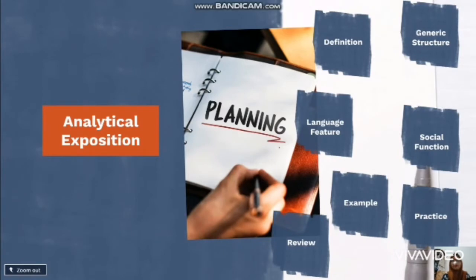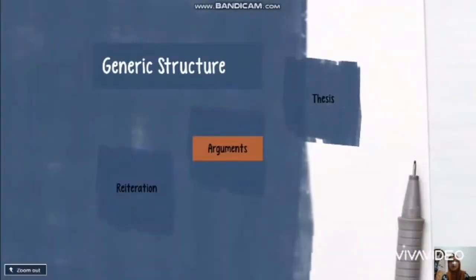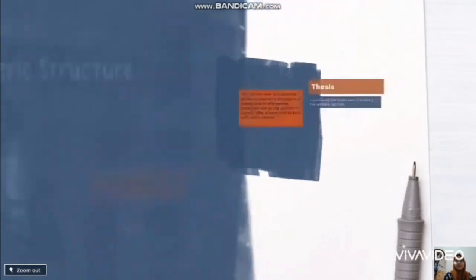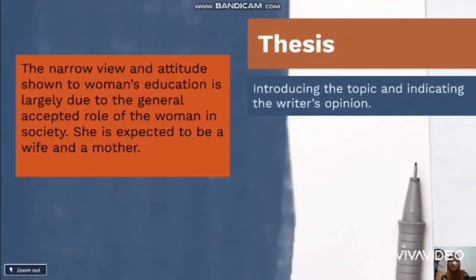Okay, now we'll move on into the generic structure. Speaking of the generic structure here, there are three components of things that we have to discuss. The first one is thesis, the second one is arguments, and the last one is reiterations. We'll move on into the thesis. Thesis here is used to introduce the topic and indicates the writer's opinion.